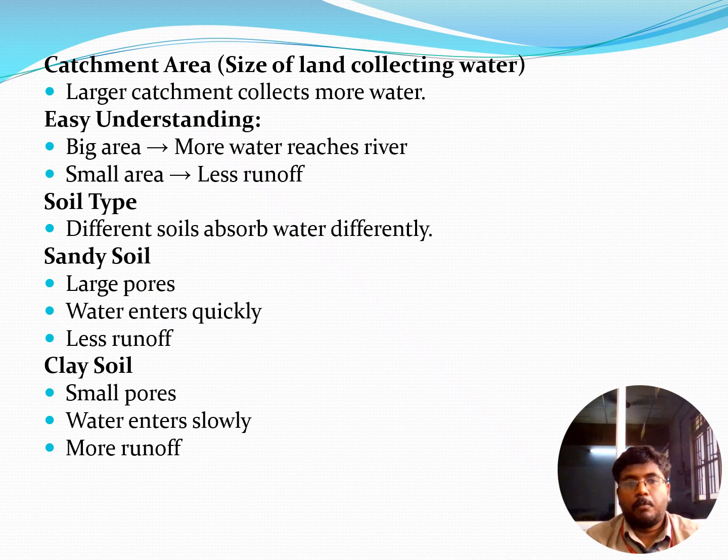Next we see about the catchment area. Catchment area is defined as the size of the land collecting the entire rainwater, or it is defined as the entire land that is useful to collect the rainwater. There are two different types of catchment area to be identified: big area and small area.